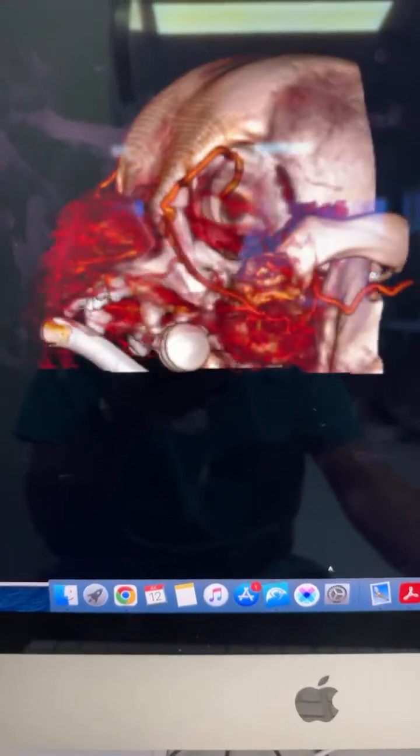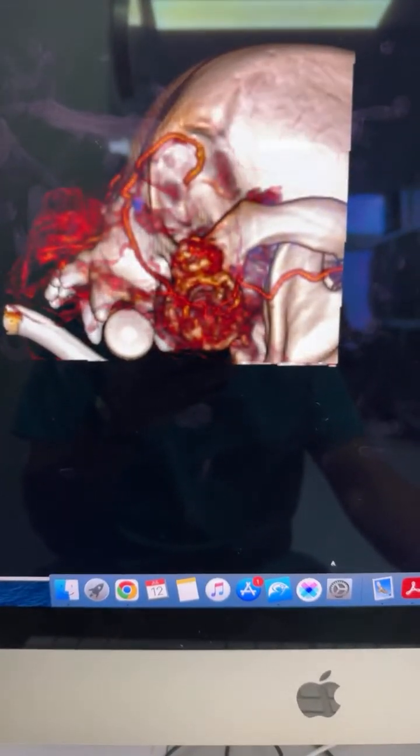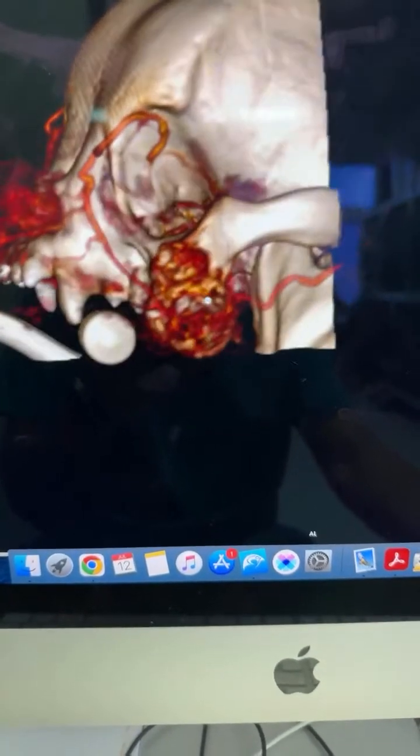I'm just going to do a quick review of a CT scan on a patient that we're about to operate on. So this is a French bulldog that has an epulis, acanthomatous epulis. We can see it on the CT scan here.